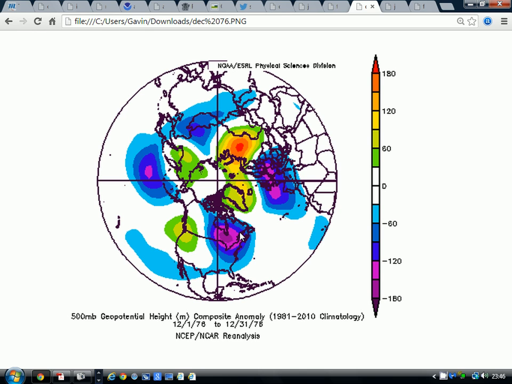But for us, it was a cold month, December 1976, with the blocking up here and the trough over and to the south of the country. It was a cold month with northerly and easterly influences.